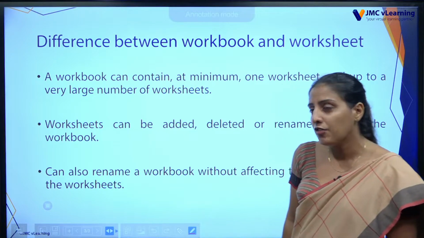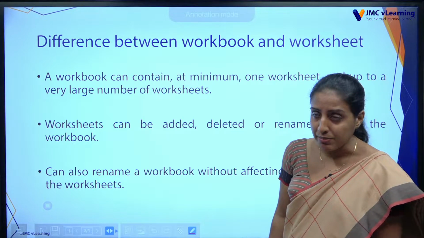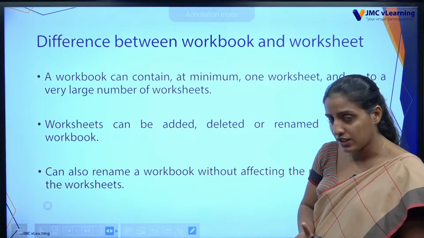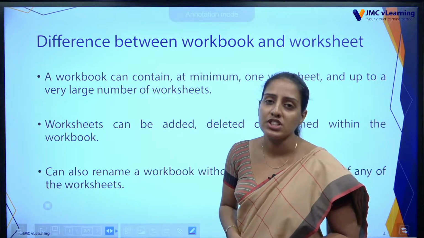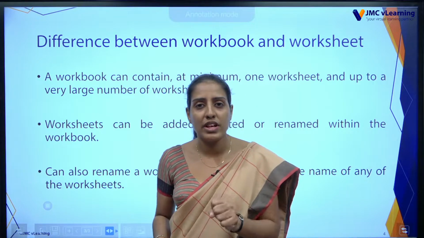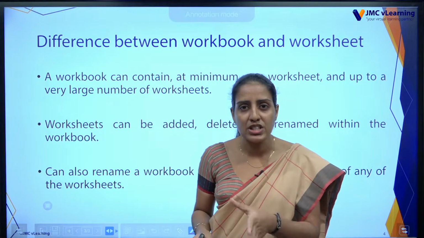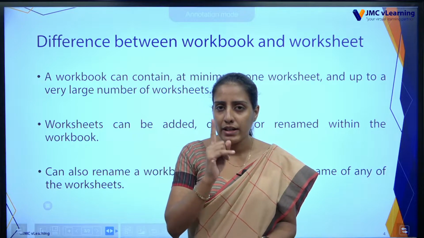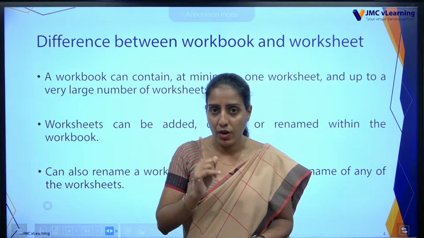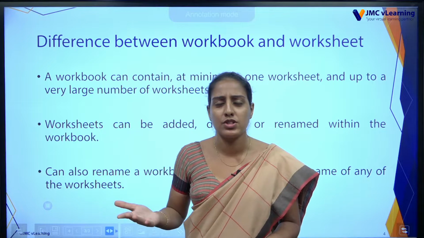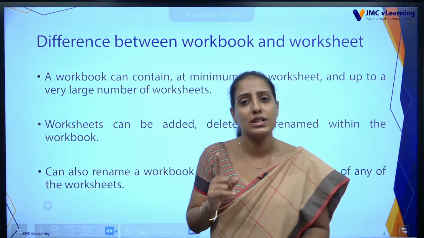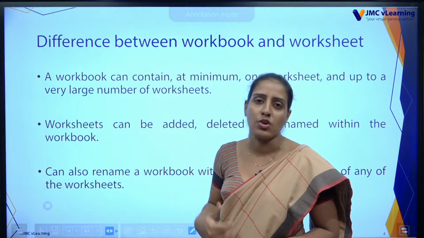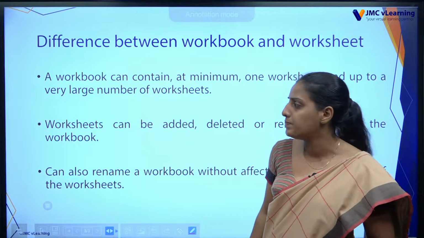First point, a workbook can contain at minimum one worksheet and up to a very large number of worksheets. That means the electronic version of the spreadsheet should always have at least one worksheet, or you can make up any collection of worksheets, but there should be at least one worksheet in the electronic version of this spreadsheet.